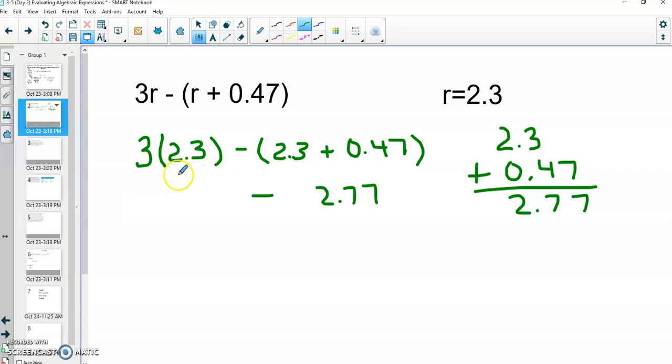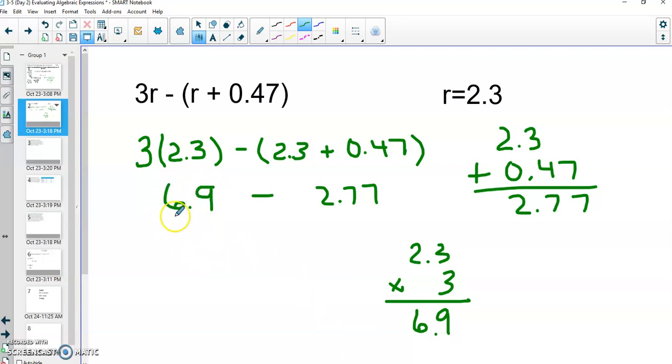And over here to the left, I have 3 times 2.3. So let's go ahead and multiply that. I'm going to do that down here. Three times 3 is 9. 3 times 2 is 6. 1 digit after the decimal, so I need to put that. I start here, I come over, put that in, so 6 9/10.